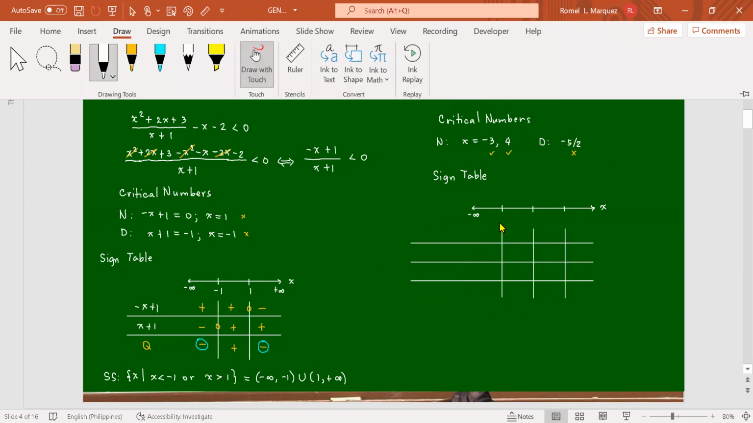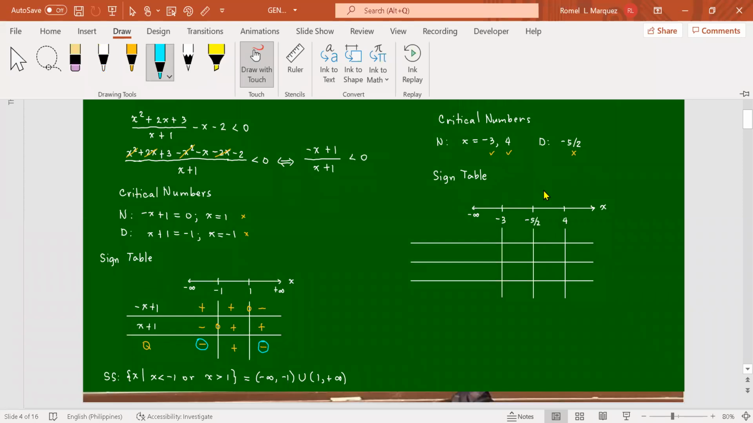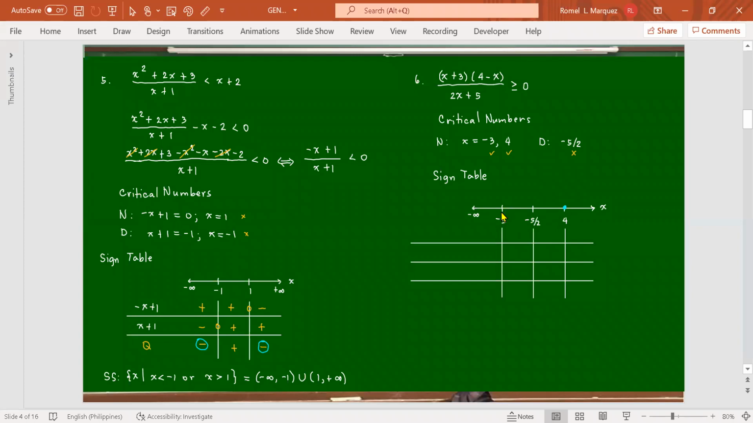So arrange from lowest to highest. Negative 3, no? Because this is negative 2.5. That is negative 5 halves. And then after that, 4, right? Well, let's mark those that are part of the solutions for negative 3. Got it, guys? Okay? So we mark them so that you won't forget that these are part of the solution.